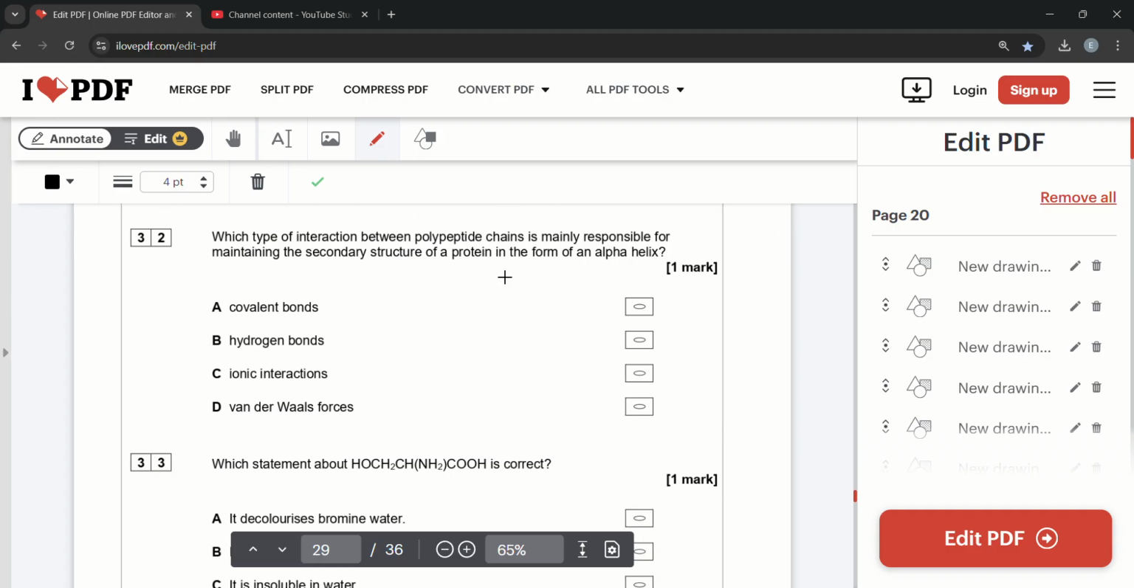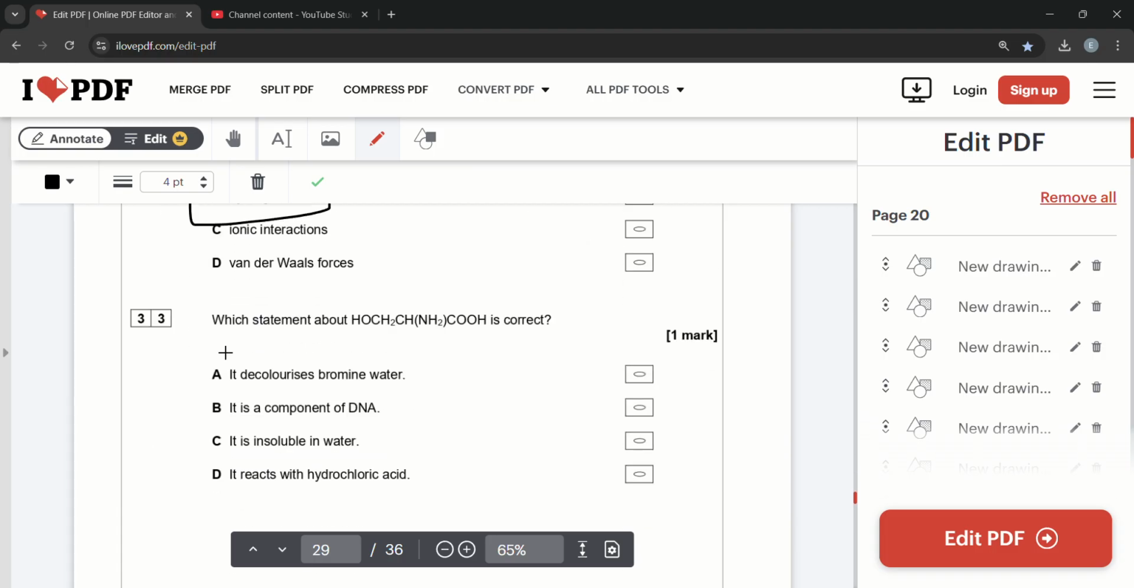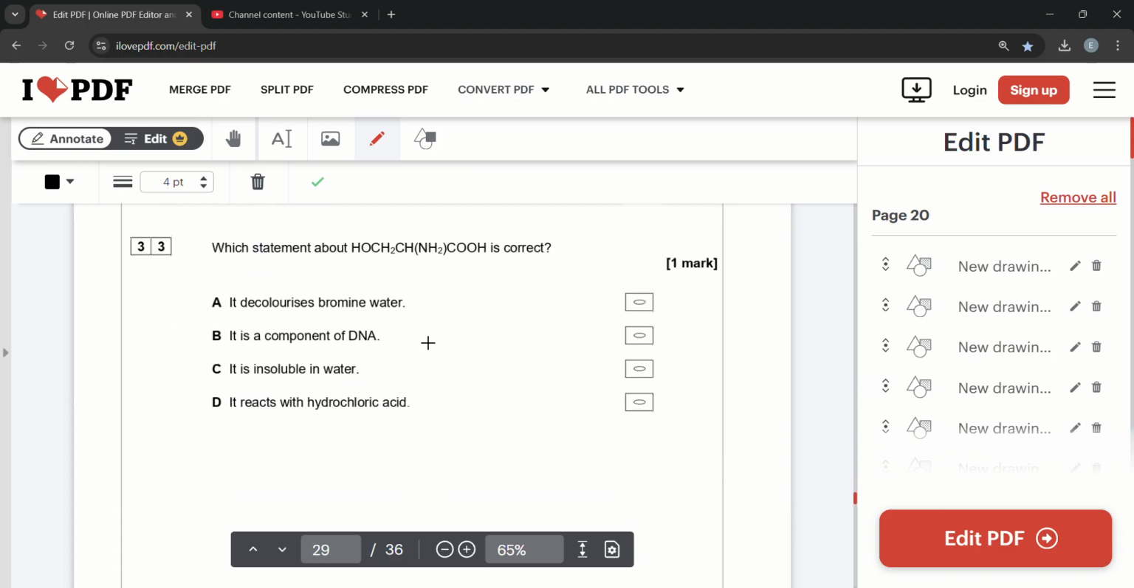32. Which type of interaction between polypeptide chains is mainly responsible for maintaining the secondary structure protein form of an alpha helix? Memory game. It's hydrogen bonds. Which statement about this is correct? It decolorizes bromine water. That is false. It's saturated. No double bonds. Is a component of DNA? Nope. No bases. Is insoluble in water? No. It reacts with hydrochloric acid? Yes.